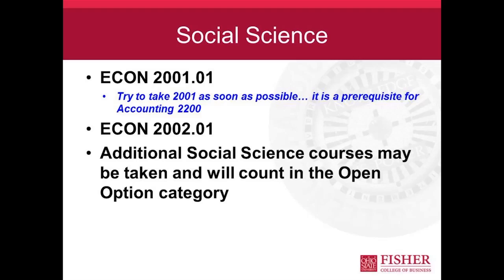Social science. The social science category in the Gen Ed curriculum consists of 2 courses, Economics 2001.01 and Economics 2002.01. Students should complete Econ 2001.01 as soon as possible because it is a prerequisite for another important business course, Accounting 2200. Students may choose to take additional social sciences, but it is not required. Any additional social sciences taken may be counted in the open options category, which we will go over later.